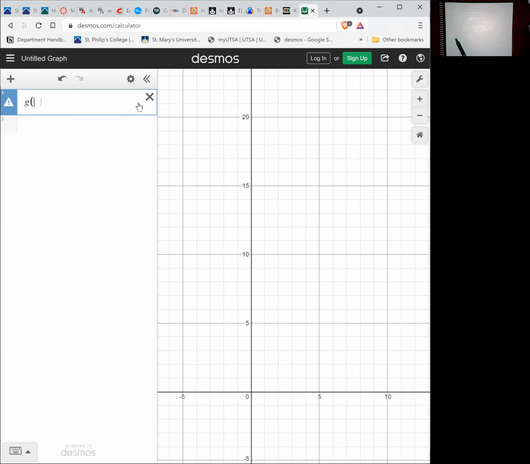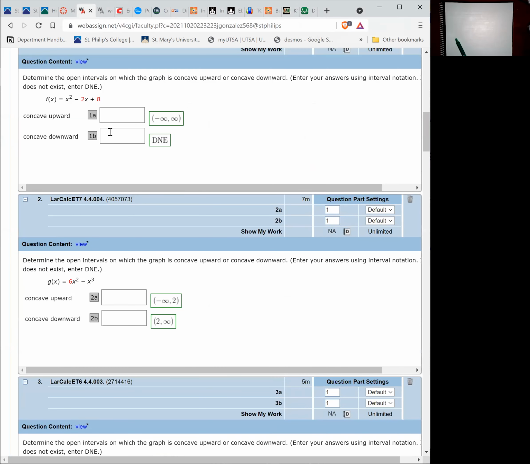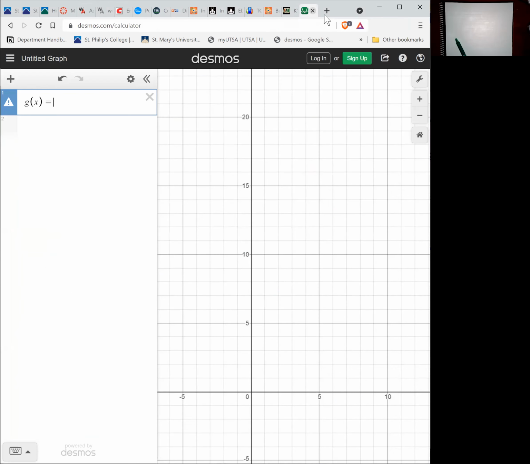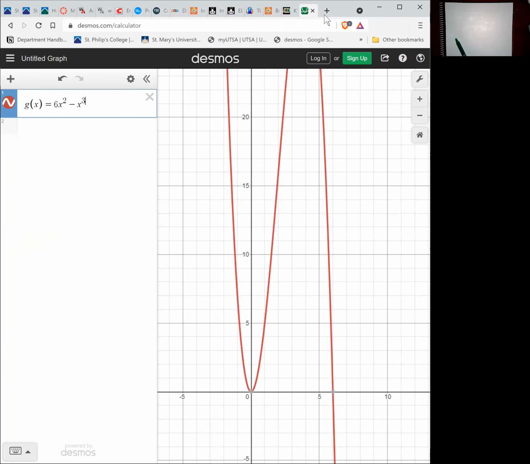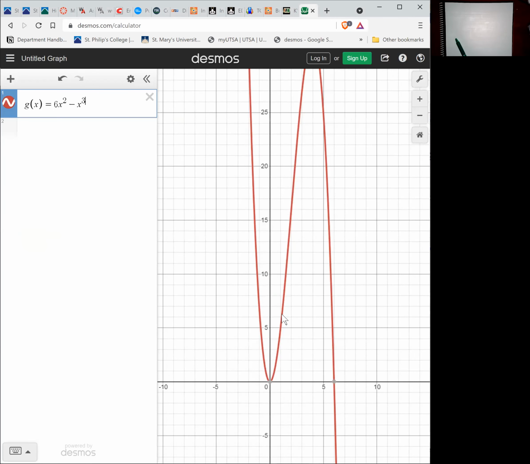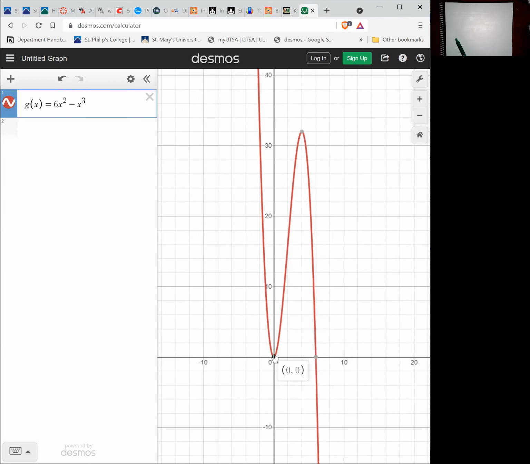Oh God, I keep using the broken keyboard. g of x equals 6x squared minus x cubed. So this is what I want you to see. Before we start solving things, I want you to see the theory first, just in case you didn't read the book. You see how right here we're opening upward, right?